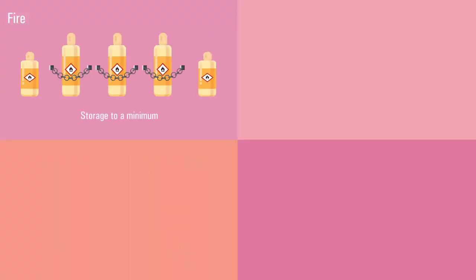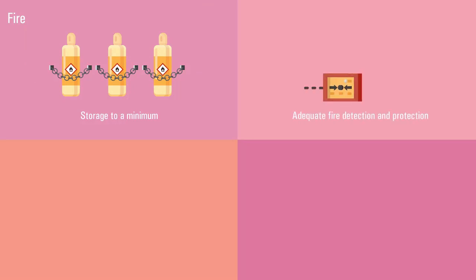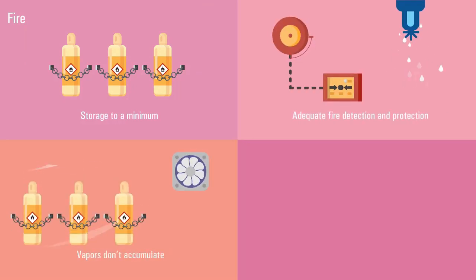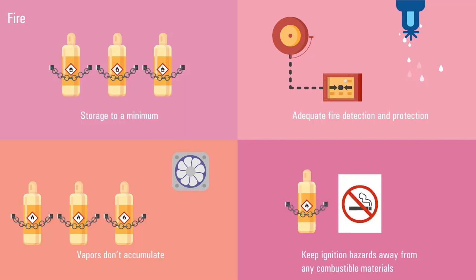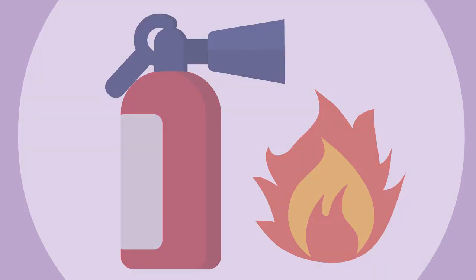To reduce the risk of fire, keep combustible storage to a minimum, and make sure all areas have adequate smoke and heat detection and protection. Store any flammable or combustible liquids properly to make sure vapors don't accumulate, and keep ignition hazards like sparks and smoking away from any combustible materials.